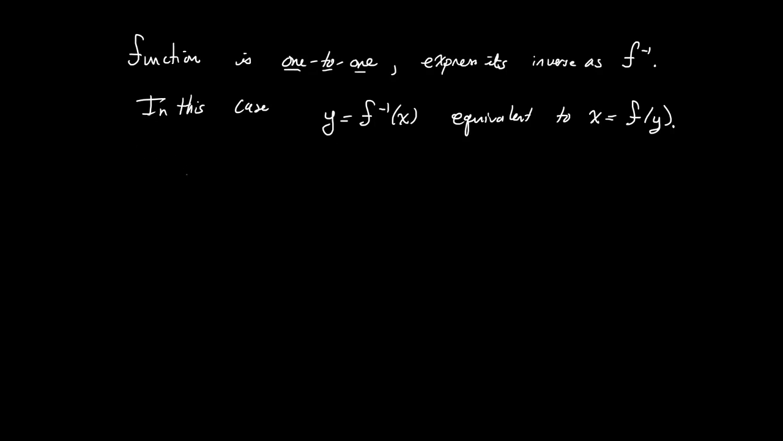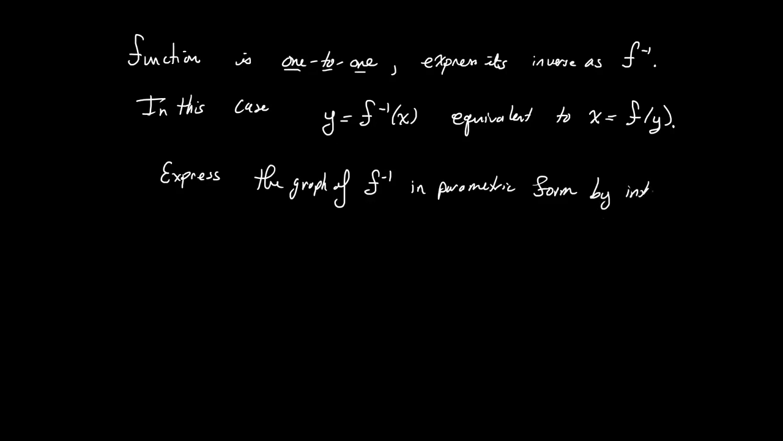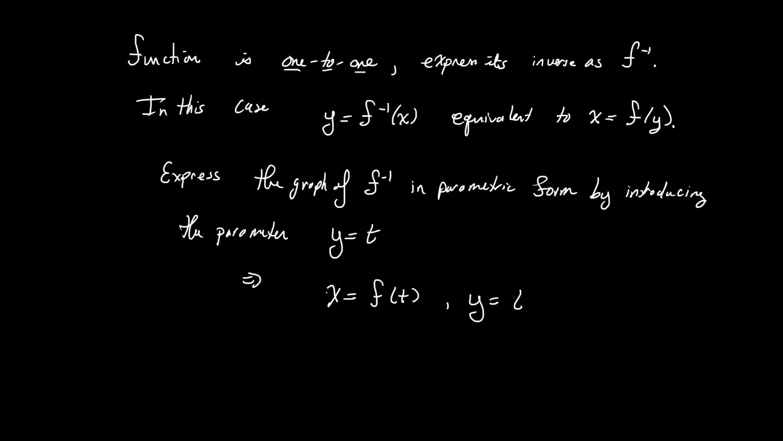So you can do the exact same thing. You can express the graph of f inverse in parametric form by introducing the parameter y equals t. So before we let x equals t, and now we're going to let y equals t, and this will yield this relationship. So x is now a function of t, and we know y equals t.